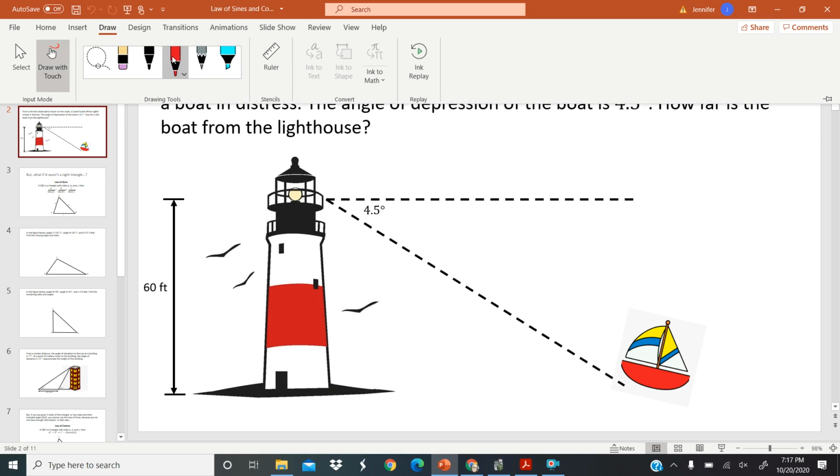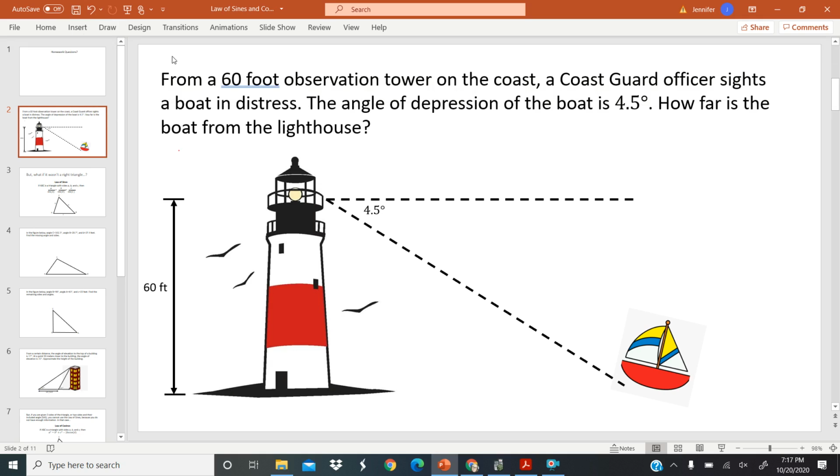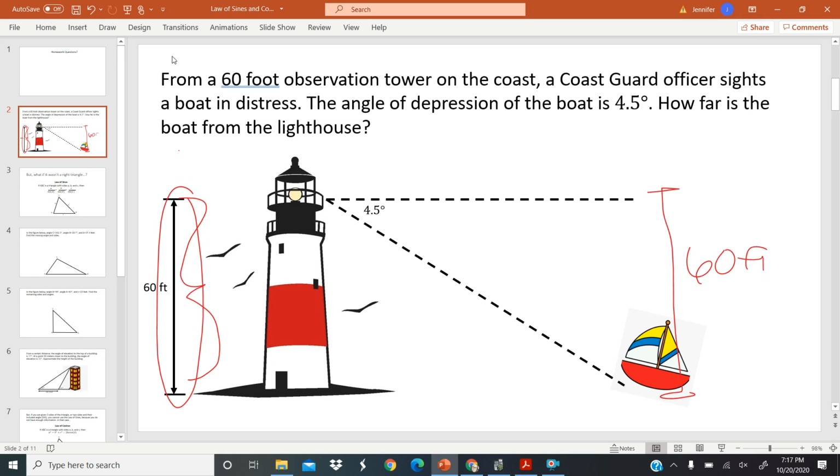And so what we have here is from a 60-foot observation tower, so that's this lighthouse that's 60 foot tall, and then if it's 60 foot tall on this side, we know that it's also going to be 60 foot tall on this side. So from the 60-foot lighthouse on the coast, a Coast Guard officer sights a boat in distress. The angle of depression, so this angle, is 4.5 degrees. And we want to know how far the boat is from the lighthouse. So that's going to be like this distance. And then we can also apply this distance to this top piece here, and we're going to call it x.